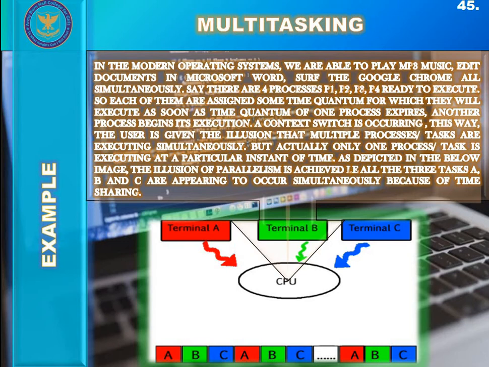At any time the CPU is executing only one task, then the other, like the CPU is executing task A, then task B, then task C, while other tasks are waiting for their turn. The illusion of parallelism is achieved when the CPU is reassigned to another task. That is, all the 3 tasks A, B and C appear to execute or occur simultaneously by the CPU because of the time sharing.